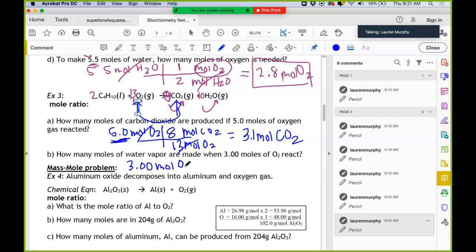3.00 moles of O2. Moles of O2 go on the bottom, and I'm trying to find moles of water vapor. Why do you think they call this water vapor?